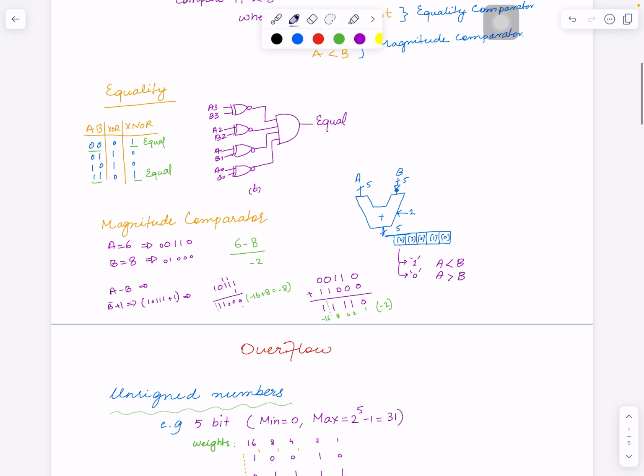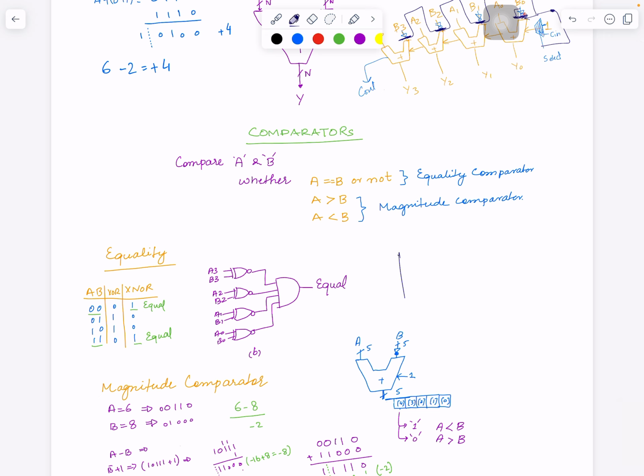Now all we need is a block where A comes, B comes, and have a signal here, which when it is 1 means A is equal to B. If it's 0, then we will think that A is not equal to B. This is a very good example. Now we are trying to use a truth table to create that circuit.